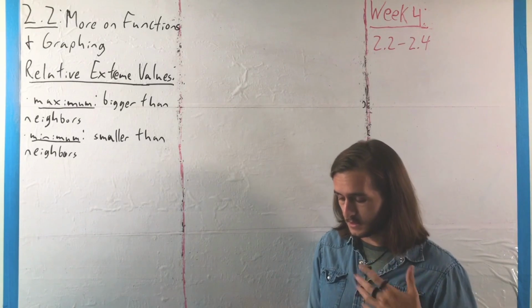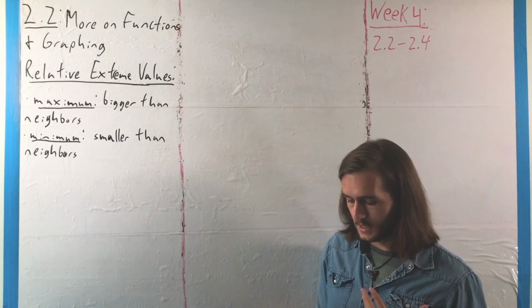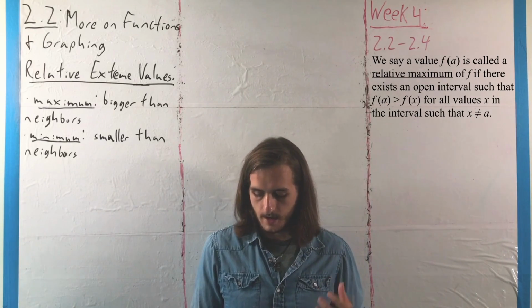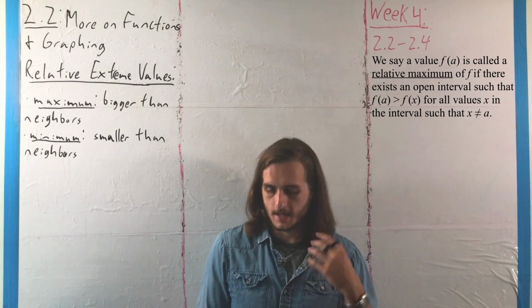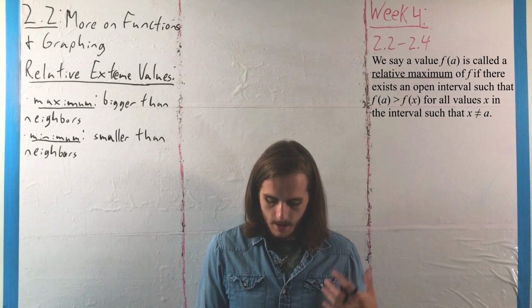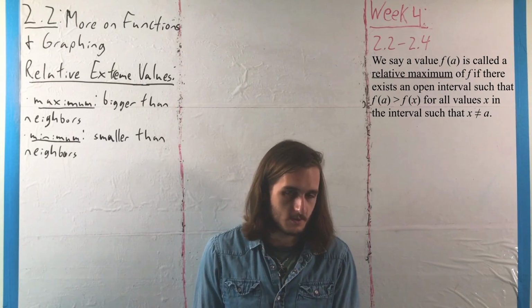Things like peaks and valleys, where in particular, we say that f of a is called a relative maximum for the function f if you have an open interval such that f of a is bigger than f of x for all x in that open interval. And again, not super obvious, but we'll see what that looks like with a picture.